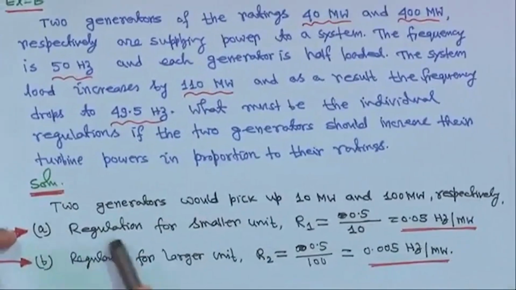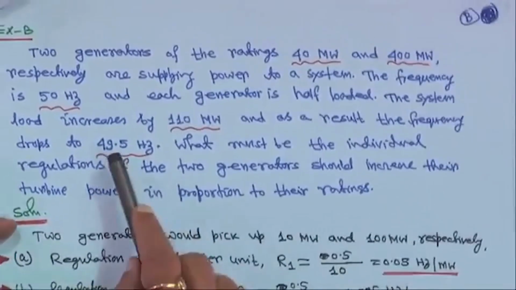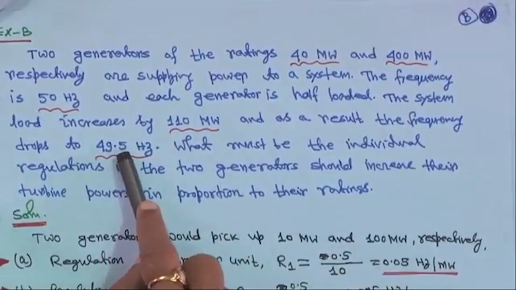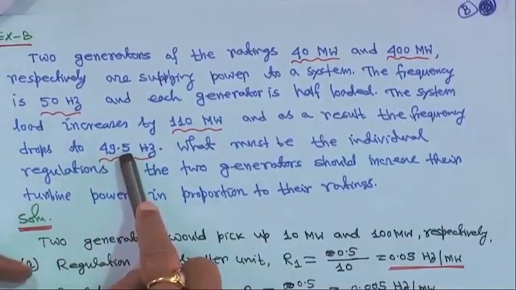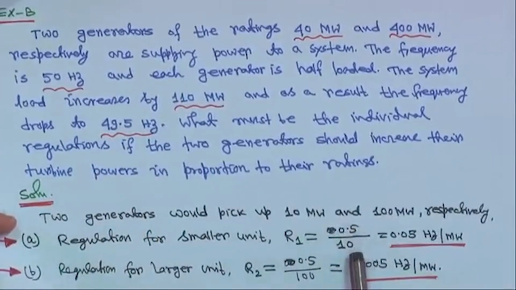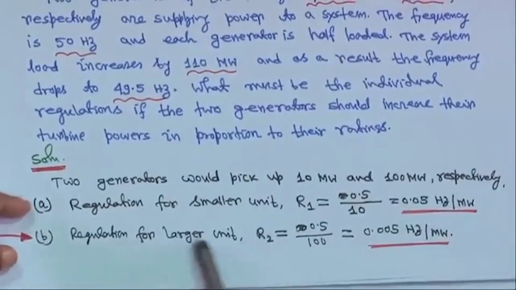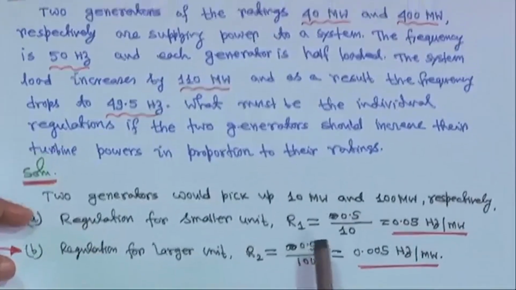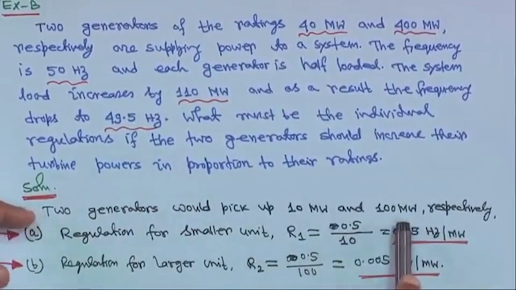So, part A: regulation for the smaller unit R1 will be 0.5 upon 10, because the frequency drop is actually 0.5 hertz, from 50 hertz to 49.5 hertz. So 50 minus 49.5 is 0.5 hertz, right? Therefore R1 will be 0.5 by 10, so 0.05 hertz per megawatt. A simple thing. Similarly, the regulation for the larger unit R2 will be: the frequency drop remains the same, 0.5 hertz, but it picked up 100 megawatt.